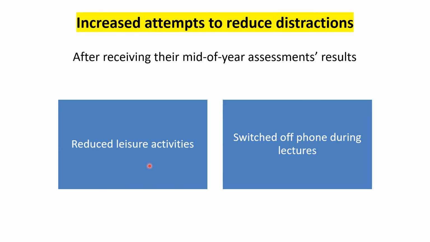And the second one, some students actually try to switch off their phone during lectures to minimize distractions. So we can see here that phone is a huge distractor for students during lecture. And these are what they do. So from here we can see why do they want to reduce distractions? Because distractions is a serious issue. It really disturbs us in focusing.